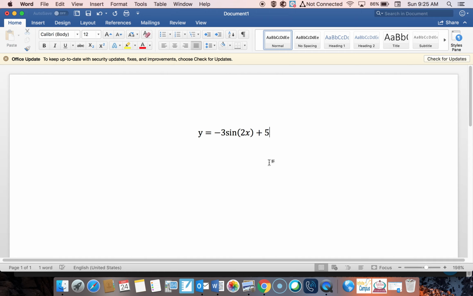So the period is only affected here. The amplitude is only affected here. If it's a basic test question that says, what is the amplitude of this, you would ignore this 2 and this 5, the negative, just the 3. And if it was to ask me the period, you would then ignore everything except that 2.